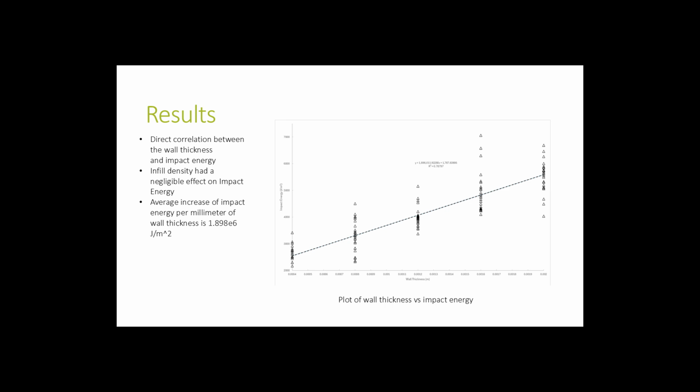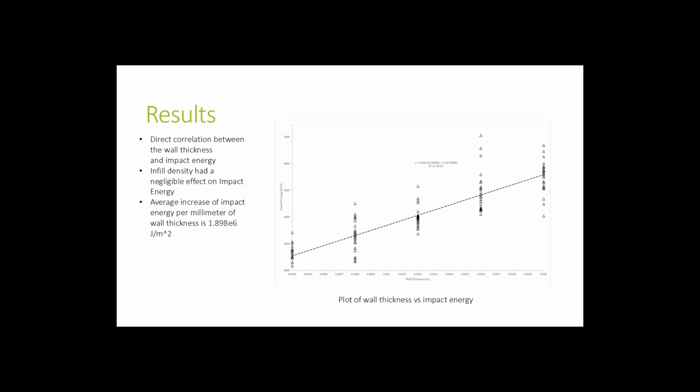The plot shows a direct correlation between the wall thickness and the impact energy of each sample. A linear regression curve applied to the data shows that the impact energy of the sample increases by 1,898 joules per meter squared per millimeter of wall thickness.